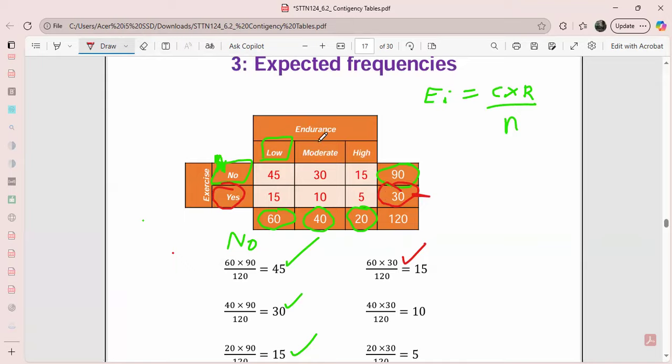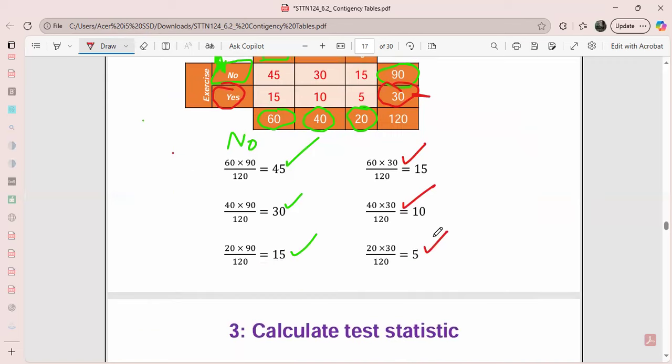We do the same thing. We are done with the low, we move to the moderate. The column total is 40. We're done with the no, now we're under yes again. We use the row total of the yes, which is 30. So 40 multiplied by 30 divided by 120, where 120 is the total, and we get the answer. We're done with the moderate, we move to the high. 20 as the column total, multiplied by 30 as the row total of the yes. You divide by 120 as the total. That's how you do it.